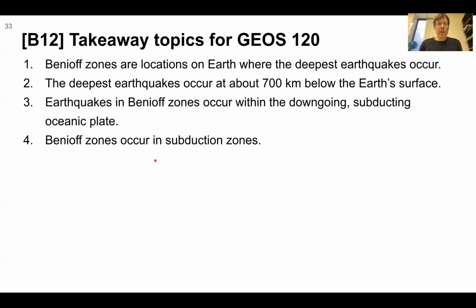So the takeaway topics: Benioff zones are locations on Earth where the deepest earthquakes occur. The deepest earthquakes occur at about 700 kilometers below the Earth's surface. Earthquakes in Benioff zones occur within the downgoing, subducting oceanic plate. And Benioff zones occur in subduction zones.